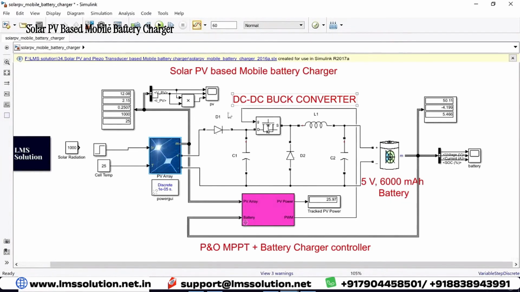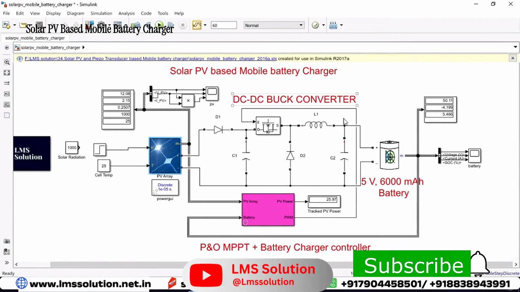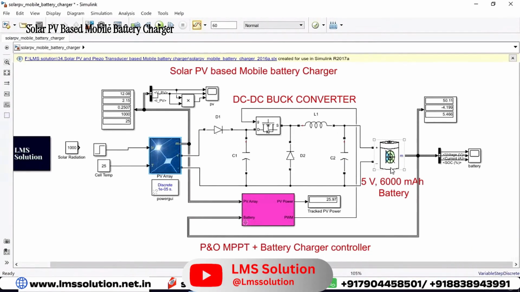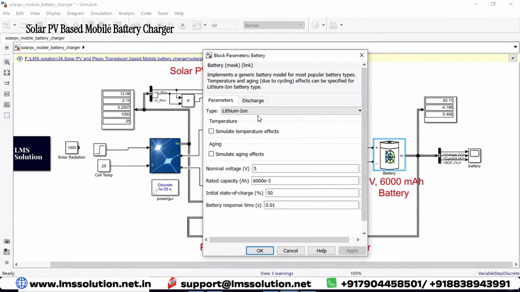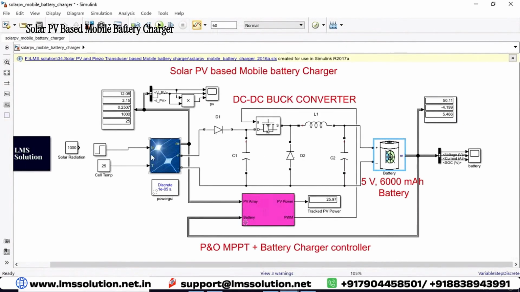Here, in between the solar panel and battery, I have used a buck converter. Normally a mobile phone has a lithium-ion battery with a rating of 5 volt or 3.3 volt. Here I'm going to consider a 5 volt lithium-ion battery with 6000 mAh rated capacity, and the initial state of charge of the battery is 50%. This battery is going to be charged by the solar PV panel. Now I am going to simulate this.